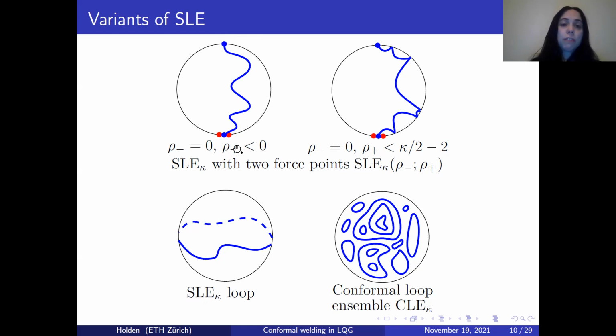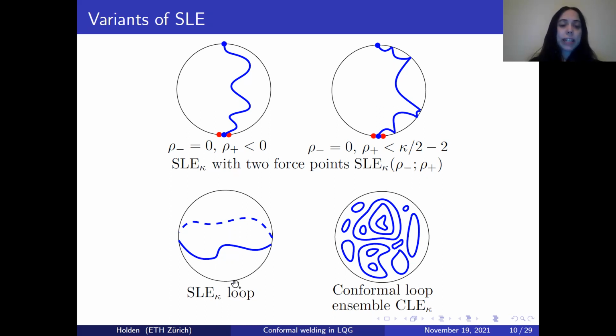Similarly, if rho is positive, then the curve will be pushed away from the force point. In this figure, you can see that this value of rho is less than kappa over 2 minus 2, and then this attractive force is so strong that the curve will hit the domain boundary. This SLE with force point was actually discovered only 3 years after SLE itself was discovered, and it has later been shown to arise in a huge number of different settings.